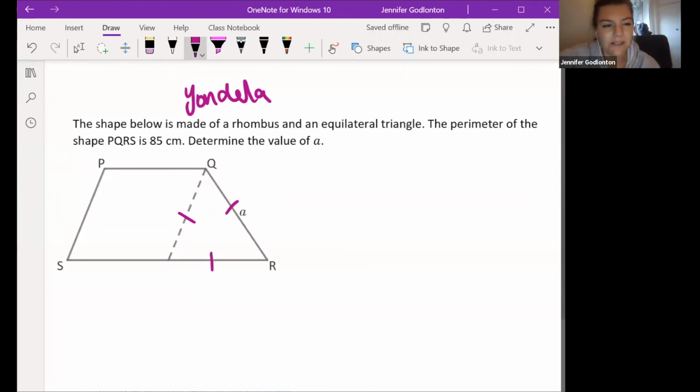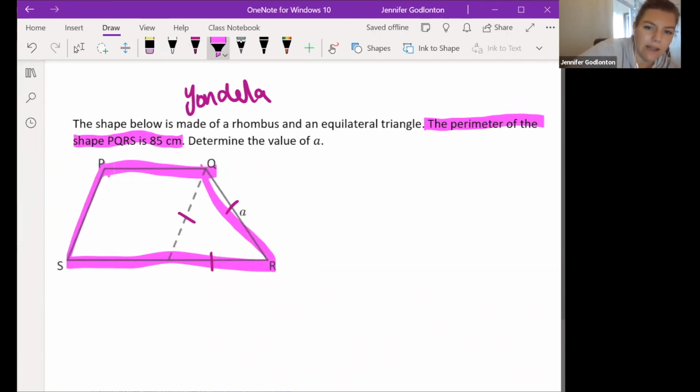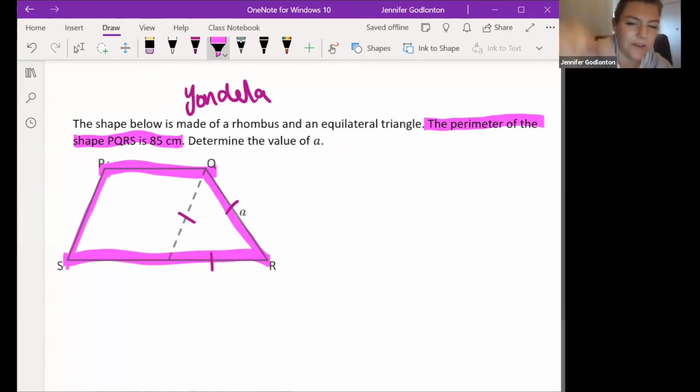Okay. The perimeter of the shape PQRS. So that perimeter over there is 85 centimeters. Determine the value of A. So read it carefully. Make sure you're happy with everything.